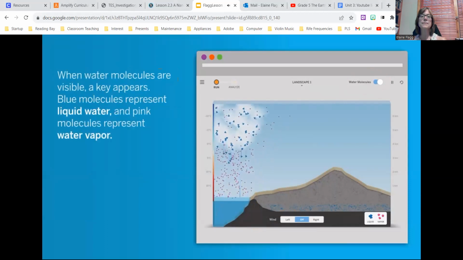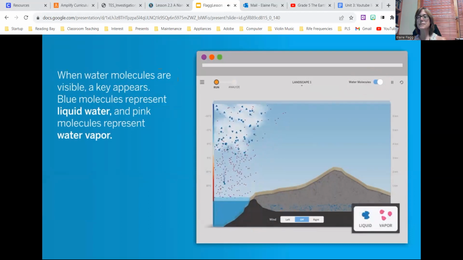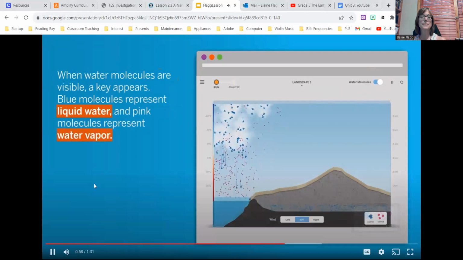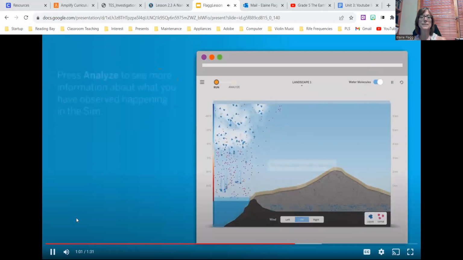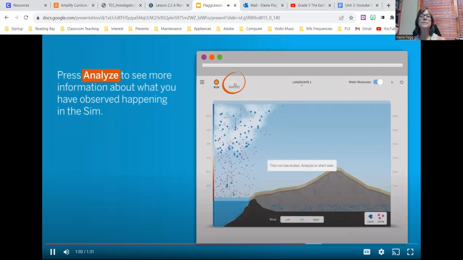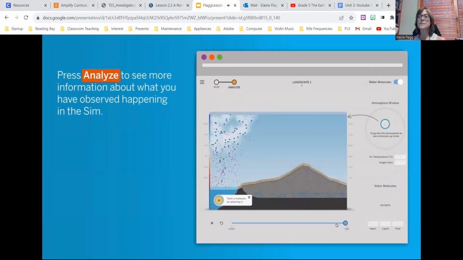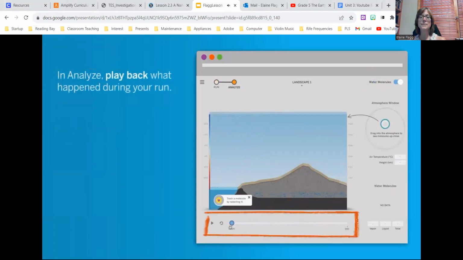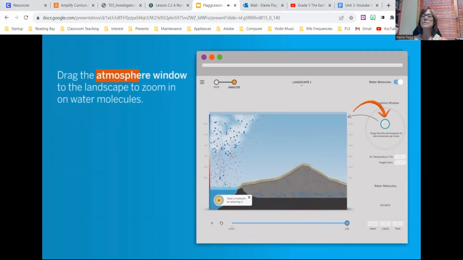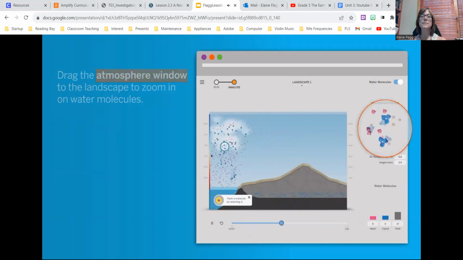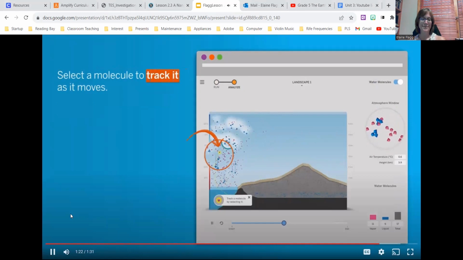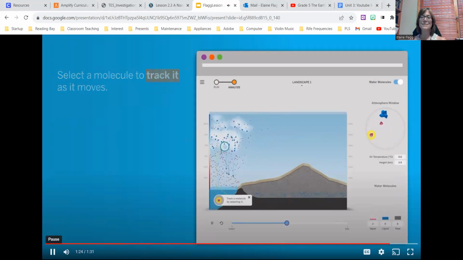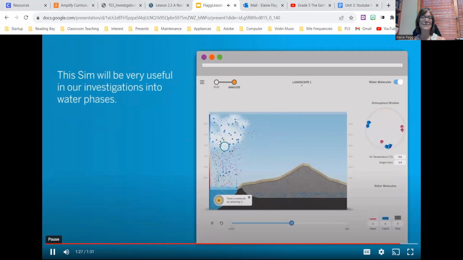When water molecules are visible, a key appears. Blue molecules represent liquid water and pink molecules represent water vapor. Press Analyze to see more information about what you have observed happening in the sim. In Analyze, play back what happened during your run. Drag the atmosphere window to the landscape to zoom in on water molecules. Select a molecule to track it as it moves. This sim will be very useful in our investigations into water phases.